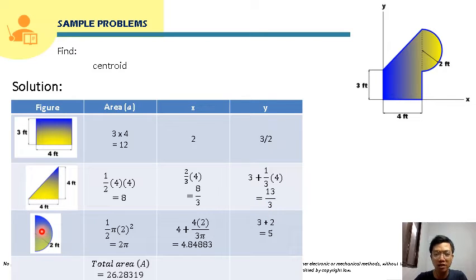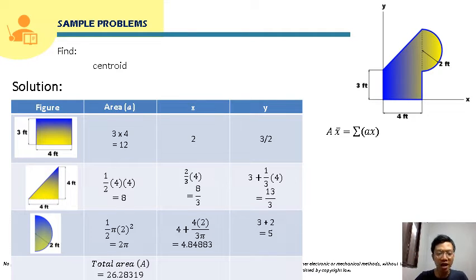Now for the y-coordinate of the semicircle, it will be 3 plus the radius. Again, the centroid of this semicircle is at this point, so the y-coordinate of that point will be 3 plus the radius, which is 2. So its y-coordinate will be 5. Here we are going to use our formula to solve for x bar and y bar, which are the coordinates of the centroid of this composite figure.